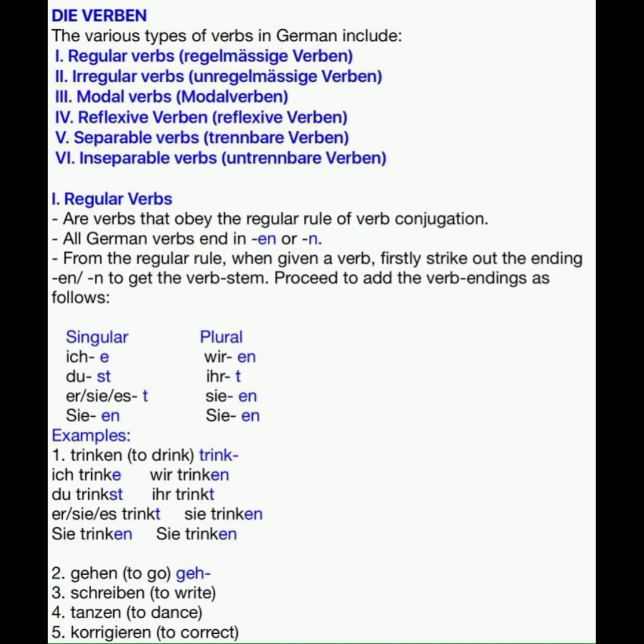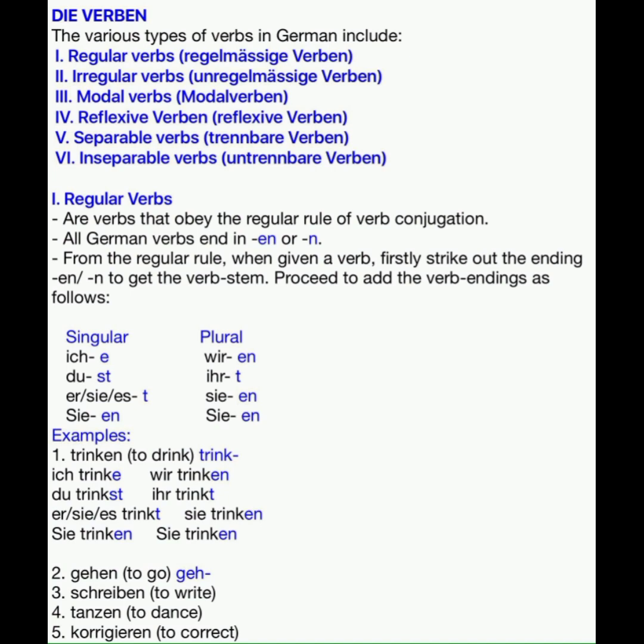So let me first of all begin with the regular verbs. Just like the name states, these are verbs that obey the regular rule of verb conjugation. It's also important to note that all German verbs in their original form normally end in en or n. That is before they are conjugated. The regular rule states like this. When given a verb, first and foremost, remove the ending, either en or n, to get the verb stem. Afterwards, proceed to add the verb endings as follows.